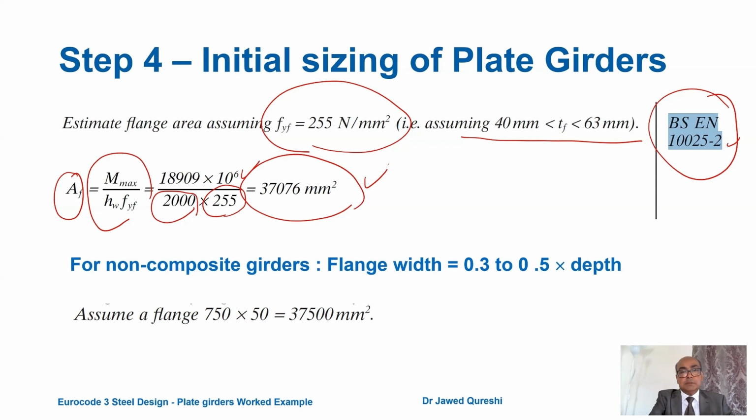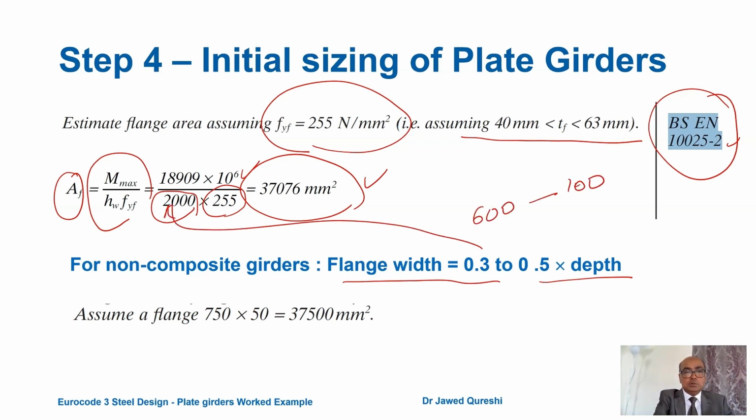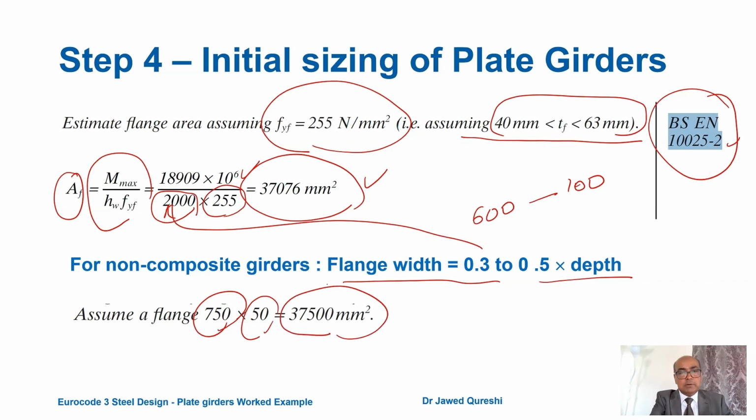So for non-composite plate girders, flange width is normally 0.3 to 0.5 of the depth. If we multiply by 0.3 and 0.5, we get 600 to 1000. Our chosen width of flange is 750. And we are choosing the thickness in between 40 and 63, which is 50. If we multiply 750 with 50, we get 37,500, which is greater than what we have over here. So it has to be greater than the required area.